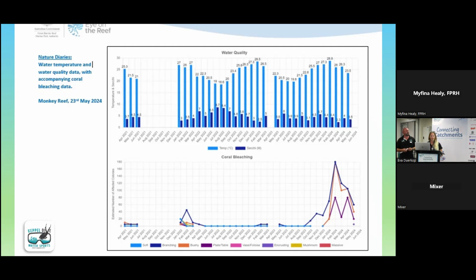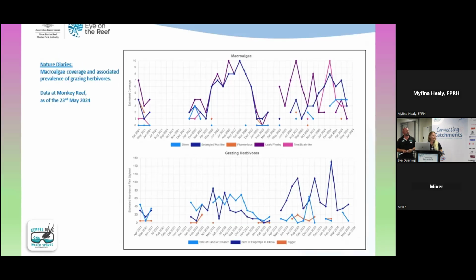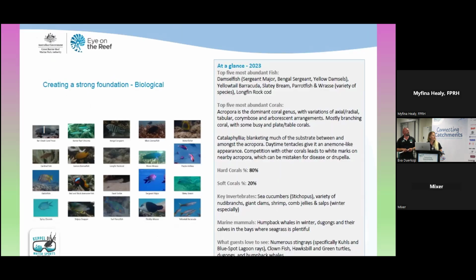Other data we've got, we record our macroalgae, some types of macroalgae we have, and then also the bottom one is our grazing herbivores. So it's good to compare those two. Grazing herbivores keep control of that macroalgae so it doesn't get too much in abundance. So then we've got a snapshot here of what we're seeing out there. Top 5 fish we see around are our damselfish, yellowtail barracuda, our breams, parrotfish, wrasse, and our long-tailed rock cod. We've got about 80% hard corals out there and 20% soft corals.